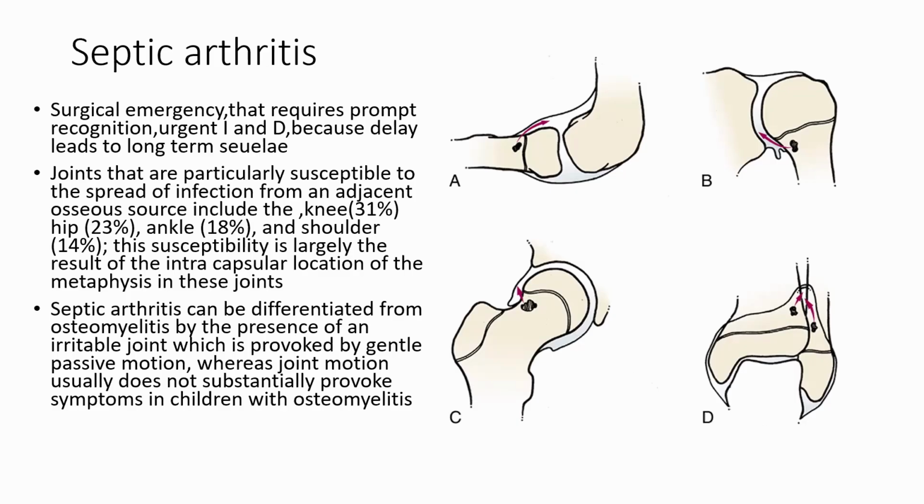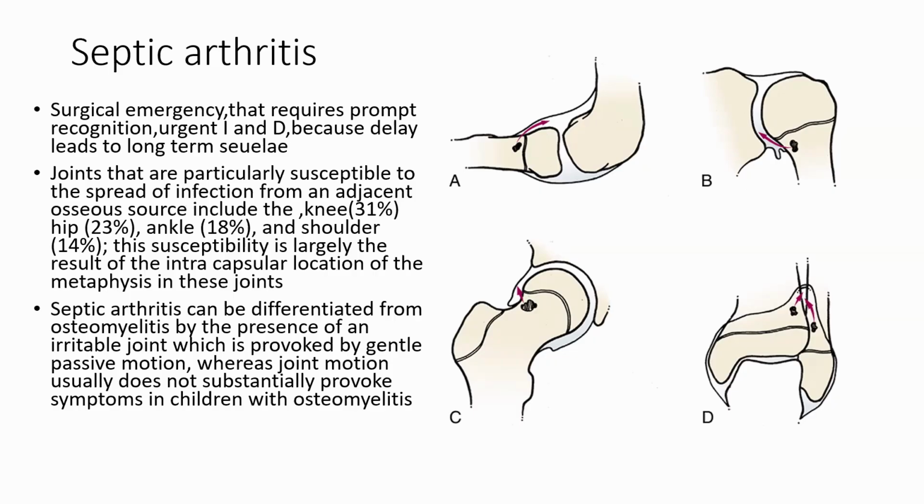The second topic is septic arthritis. Septic arthritis is a surgical emergency that requires prompt recognition and urgent incision and drainage, because delay leads to long-term sequelae. Joints that are particularly susceptible to the spread of infection from an adjacent osseous source include the knee, which accounts for almost 31%, hip 23%, ankle 18%, and shoulder 14%. This susceptibility is largely the result of the intracapsular location of the metaphysis in these joints.